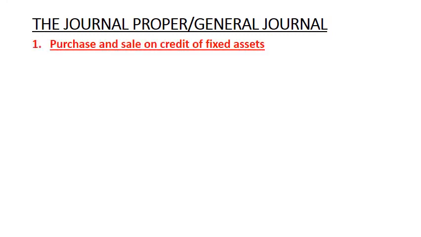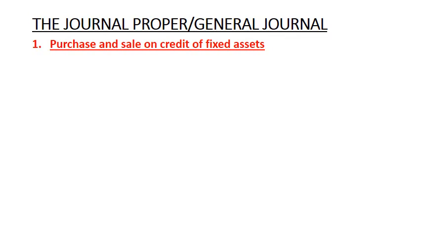Now let's learn how to enter transactions in the journal proper. We're going to start with the first case, which is the sale or purchase of a fixed asset on credit. Whenever you see there is a sale or purchase of a fixed asset on credit, remember the journal proper has to be used.